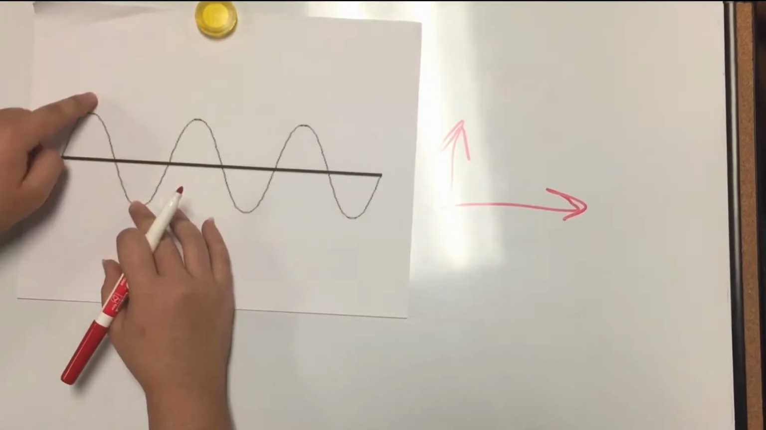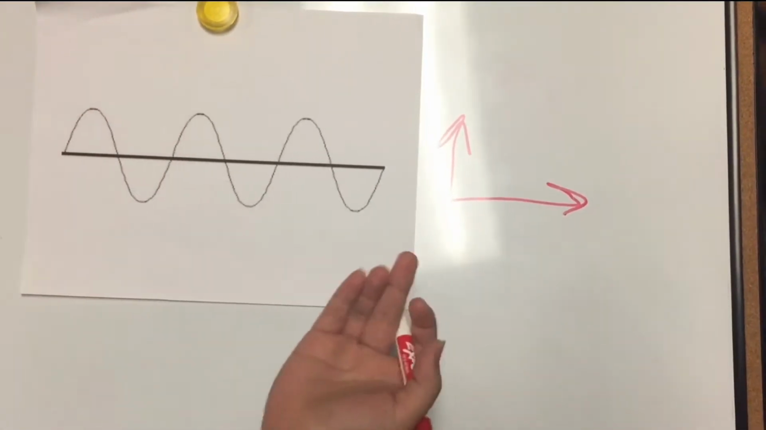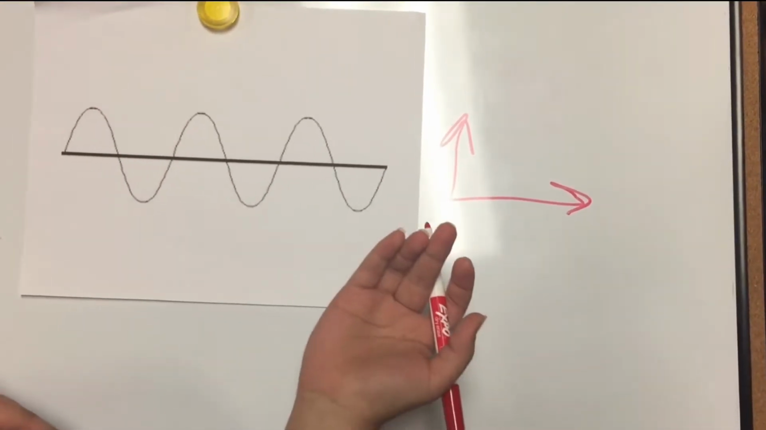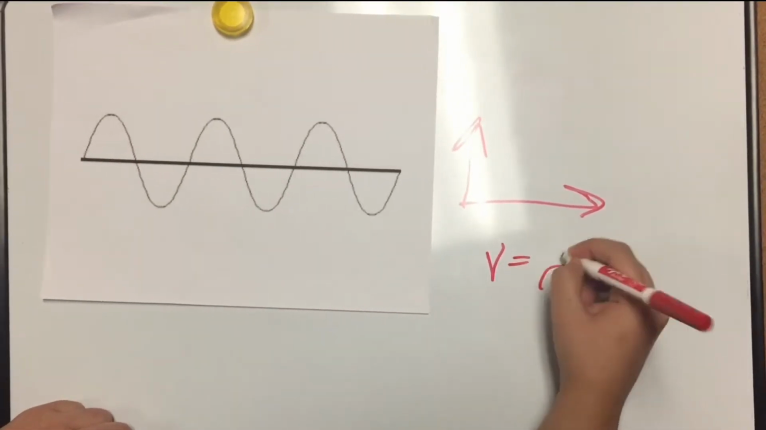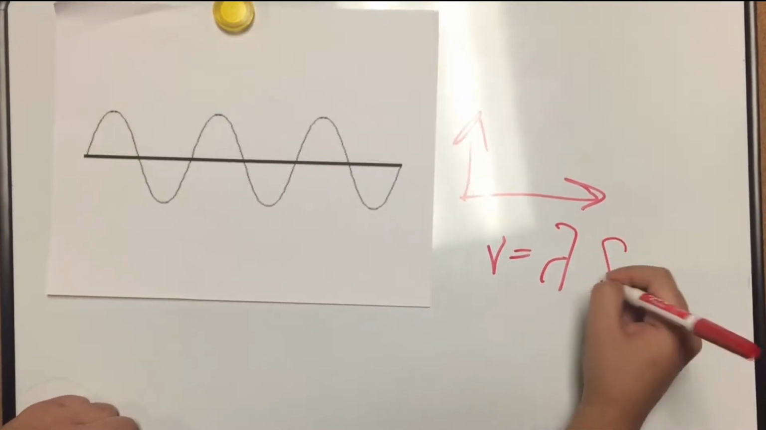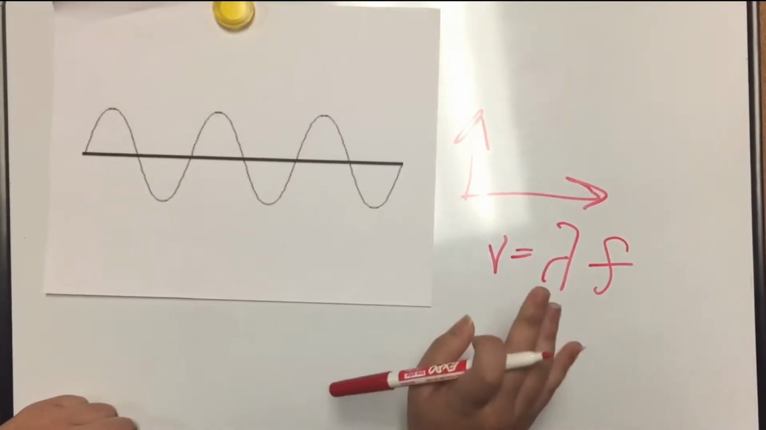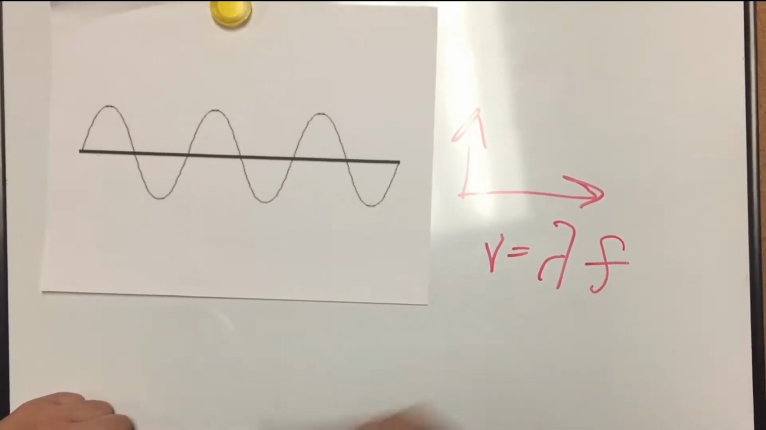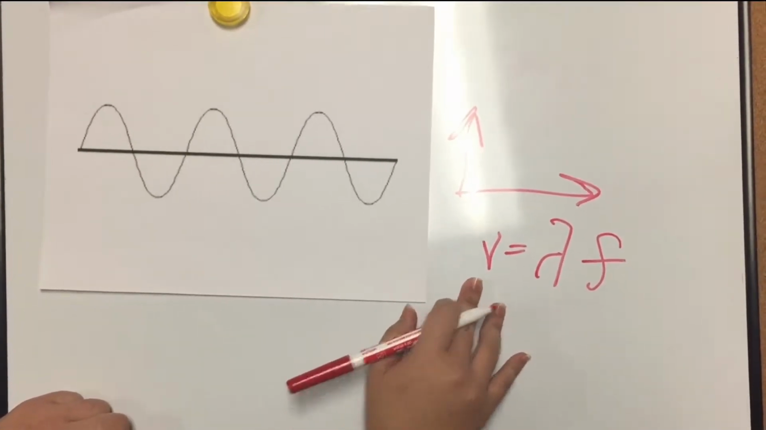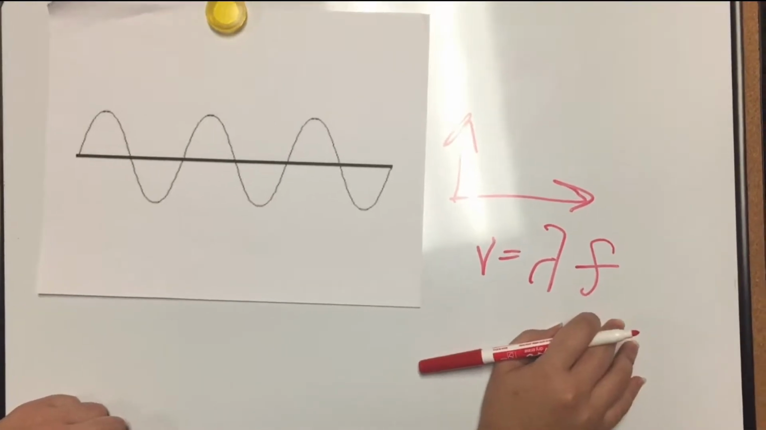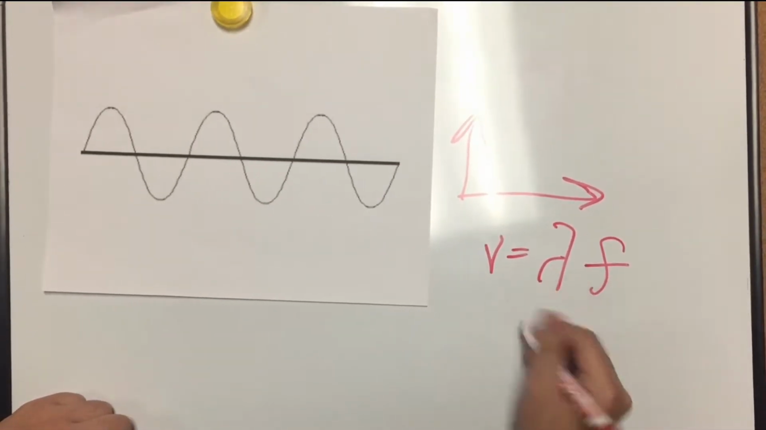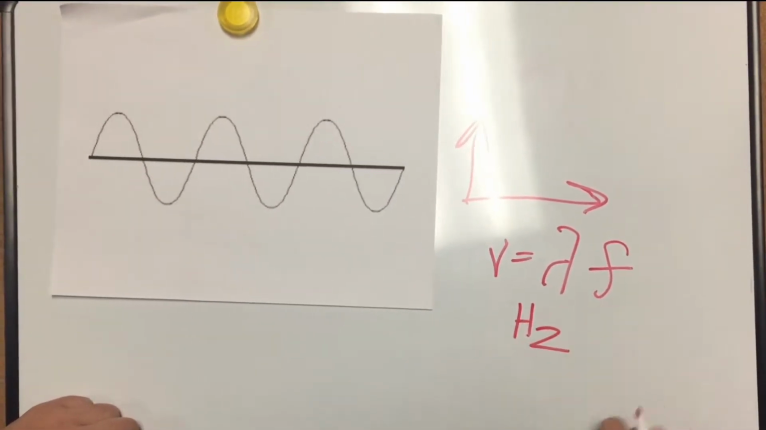Amplitude, from here to here or here to here, determines brightness, and then there's frequency. You can find velocity by doing v equals lambda times frequency. And remember, frequency is measured in hertz, which is denoted by Hz.